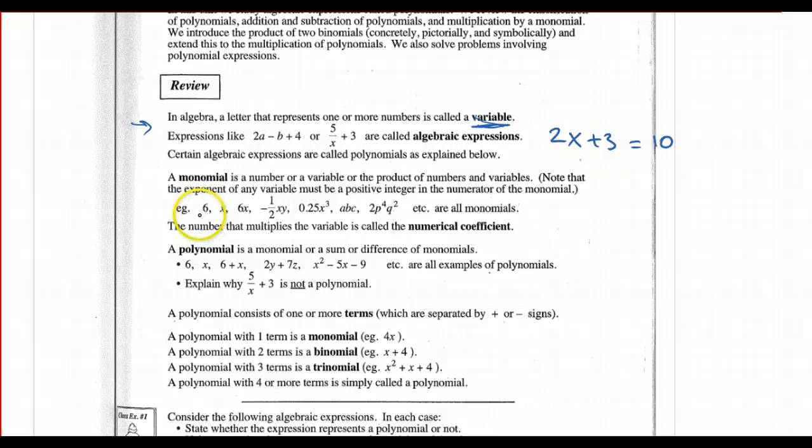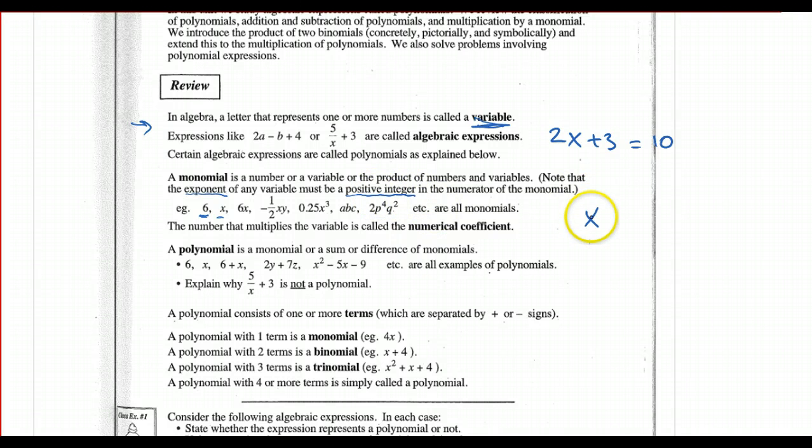So 6, that's a monomial. x, that's a monomial. 6x is also a monomial. Okay, so it doesn't matter how many things you're multiplying. It would be a monomial unless you see plus or minus signs. Okay, so all of these are monomials. The important thing here is that the exponent on any of the variables must be a positive integer. So make sure you highlight that. That's a real important thing.